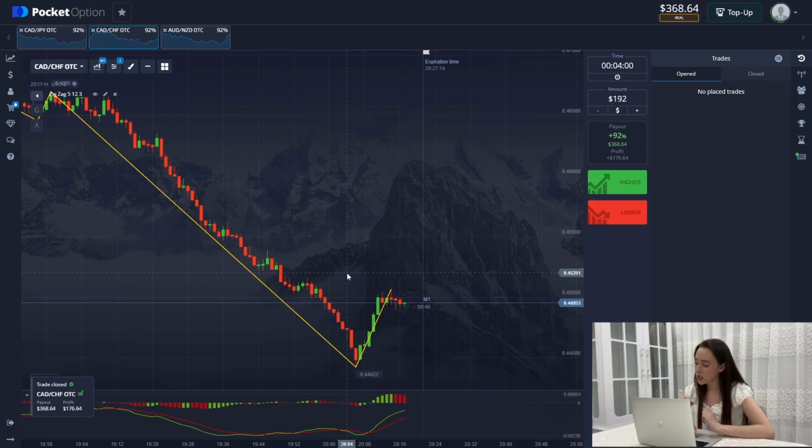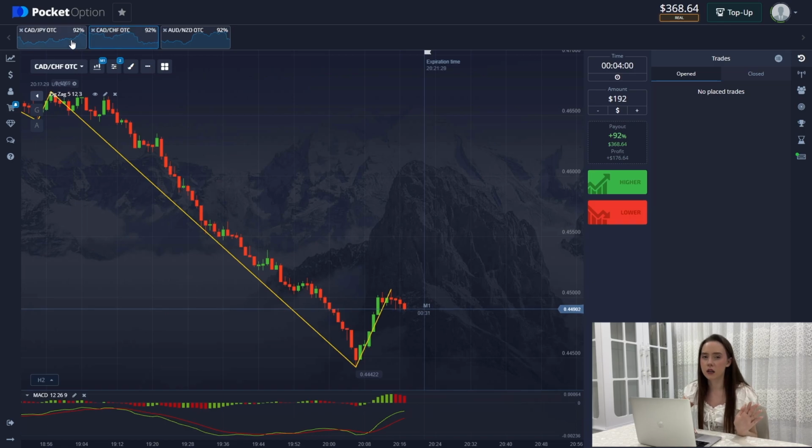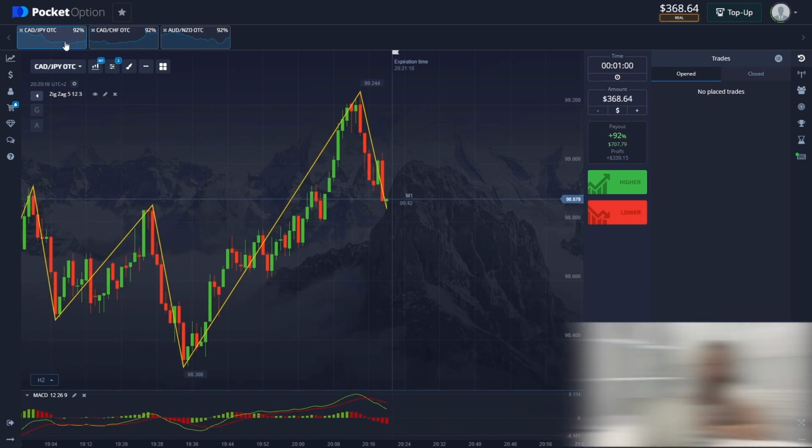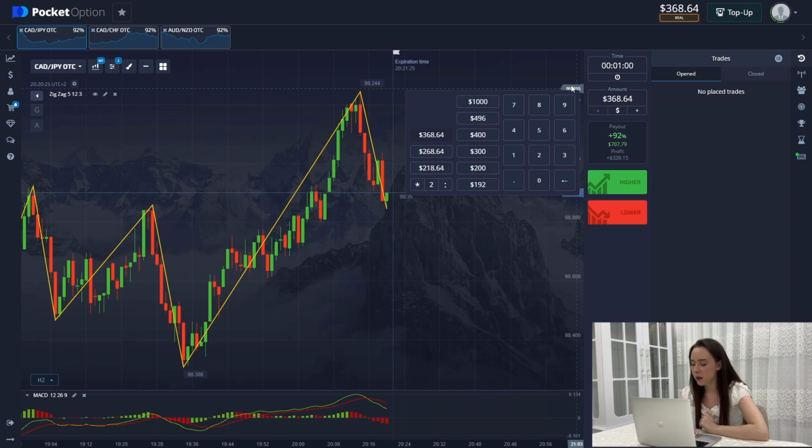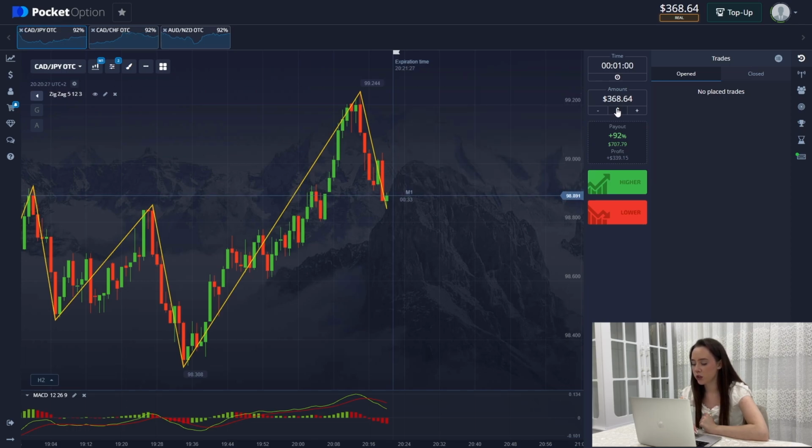Well, traders, the second deal for today is closed in our favor, and the profit was $176. But you and I are moving on to our last currency pair for today. A nice currency pair. I reduce our time frame to 1 minute only, and I'll open the trade again for the maximum amount, and of course I'm going to open a trade on the downside.